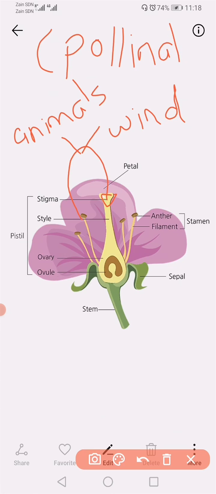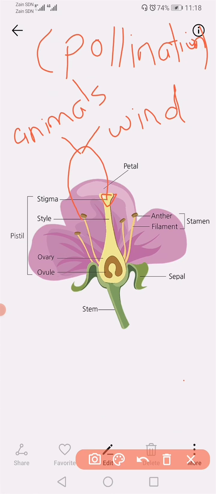So what is pollination? Pollination is the transferring of pollen grain from the male part to the female part, or the transferring of the pollen grain from the anther to the stigma. This transfer takes place either by animals, insects for example, or by wind. Okay?